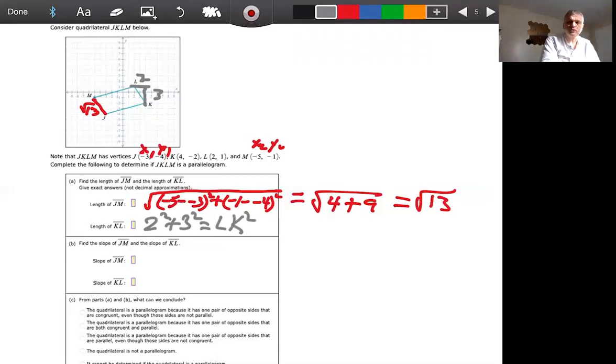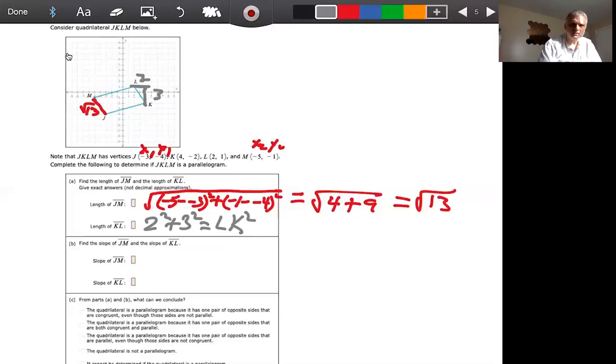Now, if you felt really comfortable with the distance formula we did for JM, use the distance formula, okay? There's no harm in that. If it's graphed like this, I just wanted to show you that this is an option. If you want to use the Pythagorean Theorem, it's always an option right here, okay?